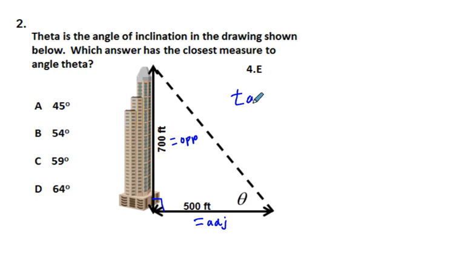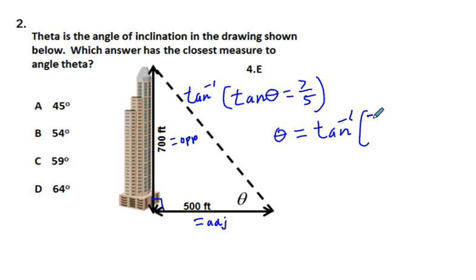So tangent theta is equal to opposite over adjacent. So I put 7 over 5. Why do we got 7 over 5? Well, that's because I know 700 divided by 500 is 7 divided by 5. So how do we isolate this? Well, if we take the inverse tangent of the equation on the left side, inverse tangent of tangent cancels out to be theta. And the right side we have inverse tangent of 7/5.